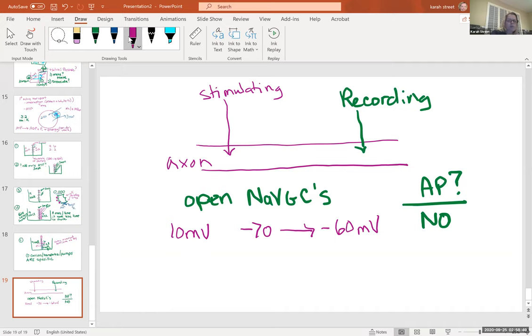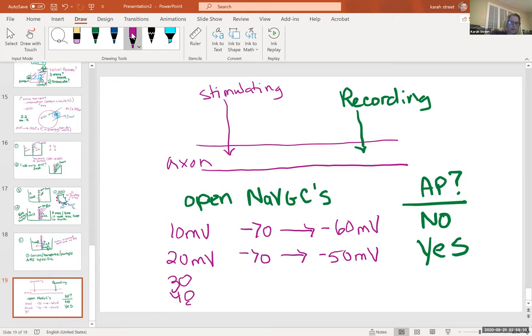Then you applied 20 millivolts of current. And that meant you went from minus 70 to minus 50. And you did get an action potential. After that, you kept going up to 30, 40, and 50. And you kept getting an action potential each time. Okay, and this was an idea of threshold.